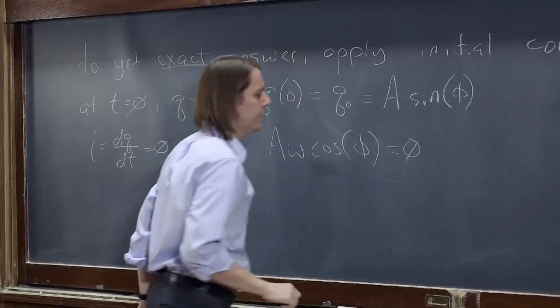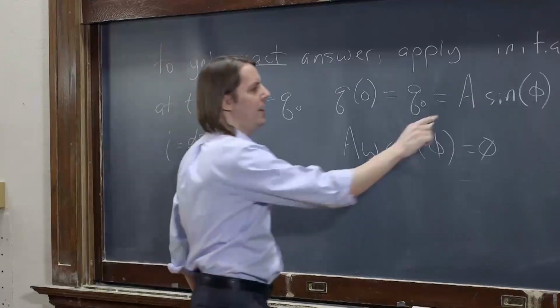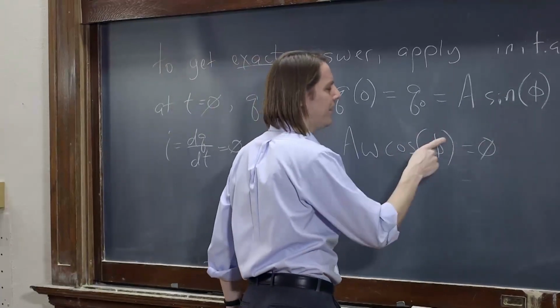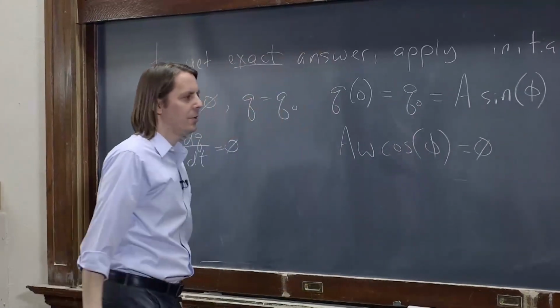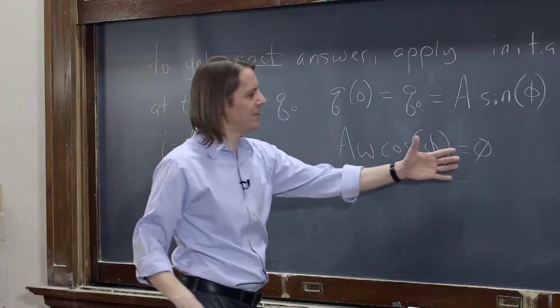Equals 0. Okay. So now we actually have two equations, two unknowns. We don't know A, we don't know phi. But we have two equations. So this is the easier one to deal with. Something here has to make this 0.